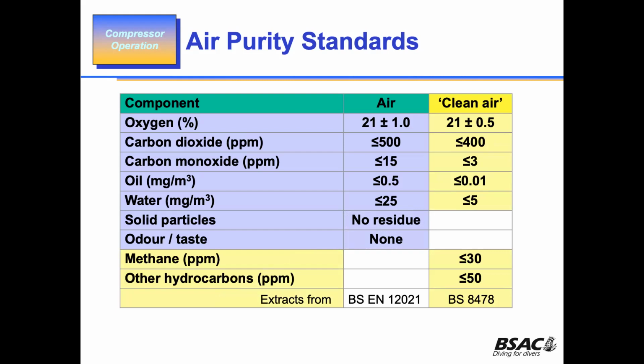Right, so clean air, we've got to be 21 plus or minus 0.5%. Our carbon dioxide has gone down to 400 parts per million. Our carbon monoxide is now 3 parts per million. Our oil has gone down to 0.01, and our water is less than 5. We don't worry about solid particles. Methane is also included in there, less than 30, and other hydrocarbons, less than 50.